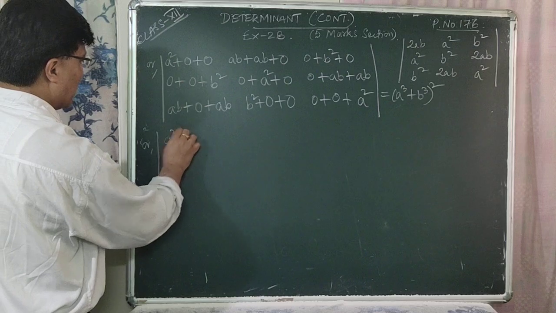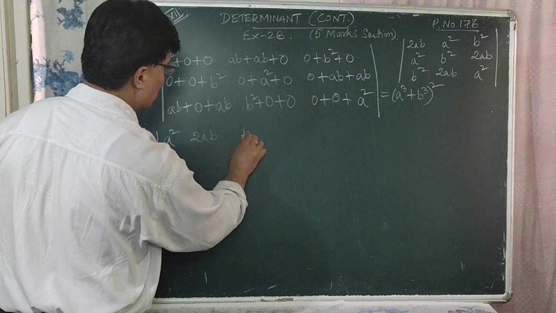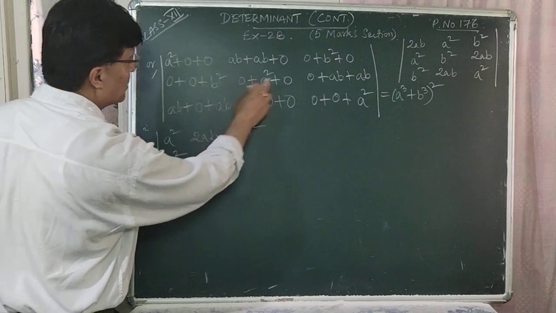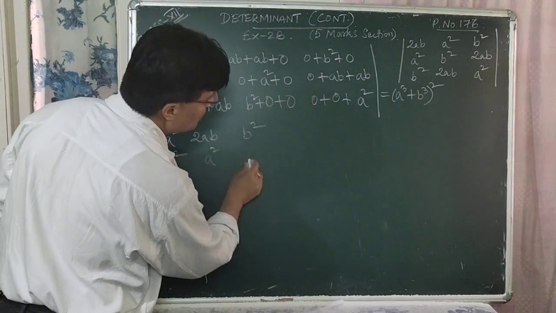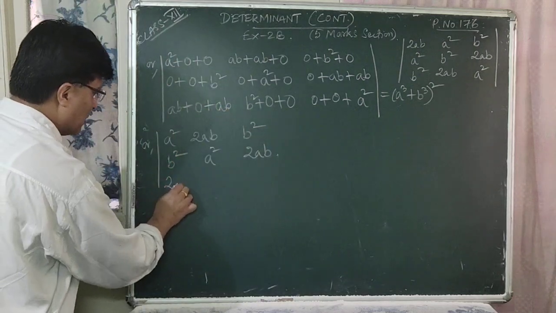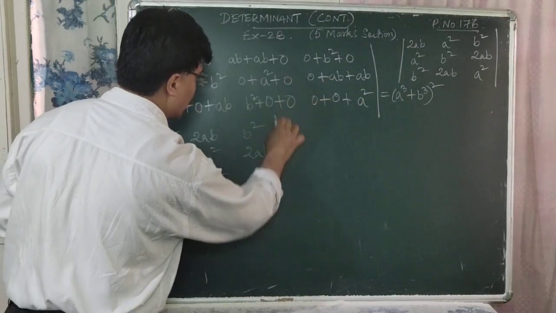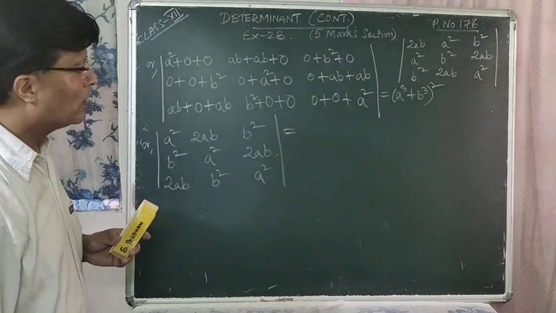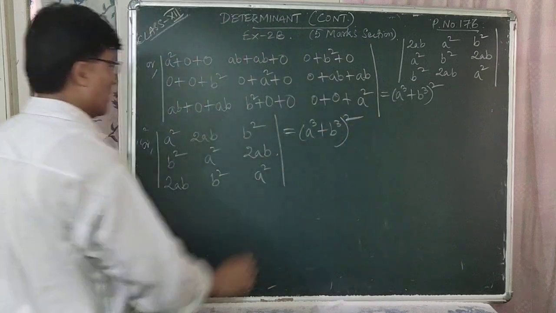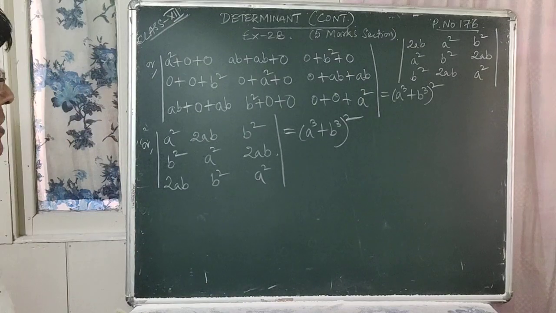It is only A square, AB plus AB, 2AB, this is your B square. Next, 0 plus B square, this is your B square, this is A square, and this is your AB plus AB, 2AB. Next, AB plus 0 plus AB, 2AB, this is B square, and this is your A square, which is equal to, on the right hand side, what is there? It is (A cube plus B cube) whole square. Is that clear? So we have got this simplified determinant.